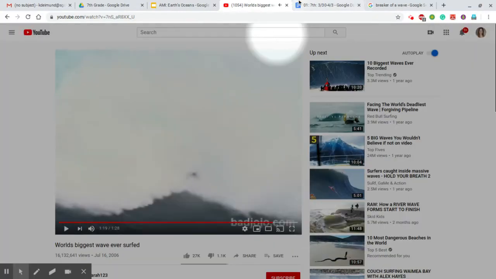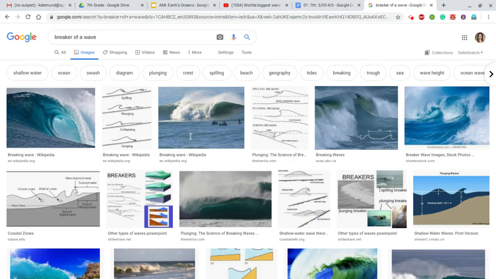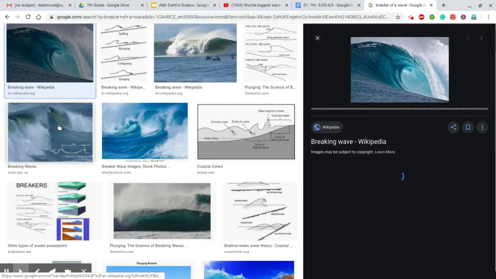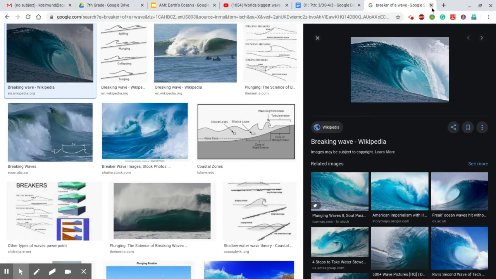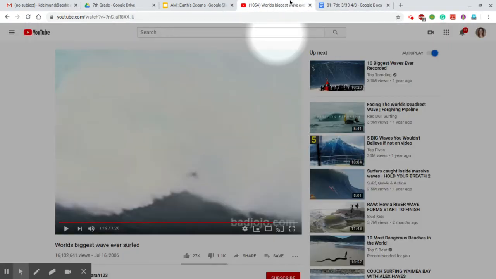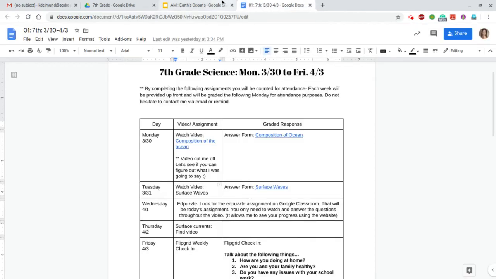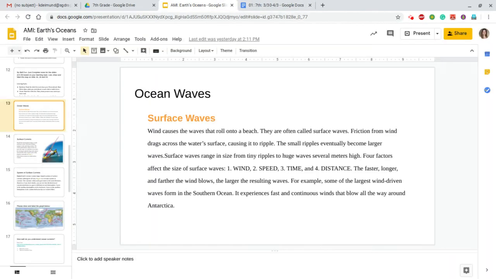All right. So, again, whenever we see the top of the water move faster than the bottom of the water here, and we get this crash going, where we see some white water over here, that is called a breaker. All right. So, let's go ahead and X out of that and get to our slides of the day. We only are focusing on one slide, and that is surface waves.